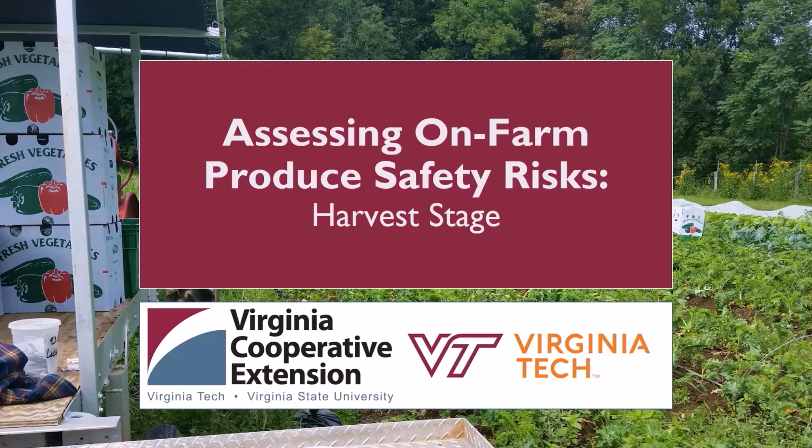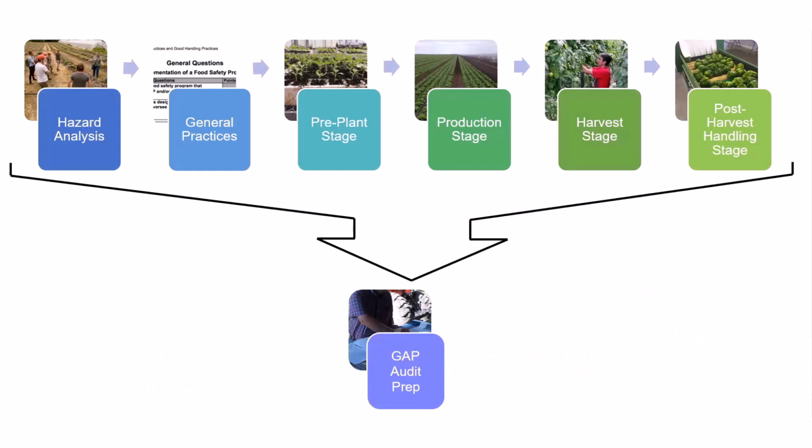Welcome to this module titled Assessing On-Farm Produce Safety Risks: Harvest. This module is part of a series to assist you in creating a food safety program and preparing you for a gap audit. These videos are based off a series of 7 fact sheets available through Virginia Cooperative Extension.